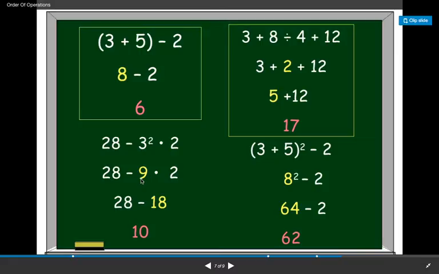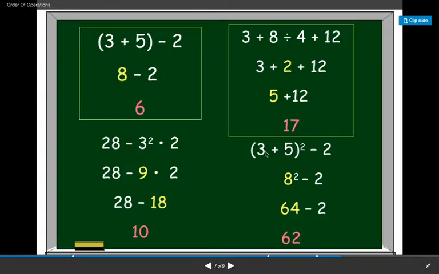Next thing we're going to do, when we have 28 minus 9 times 2, we're going to multiply. 9 times 2 is 18. We're going to bring down the rest of the problem. Now we have 28 minus 18, which is 10.